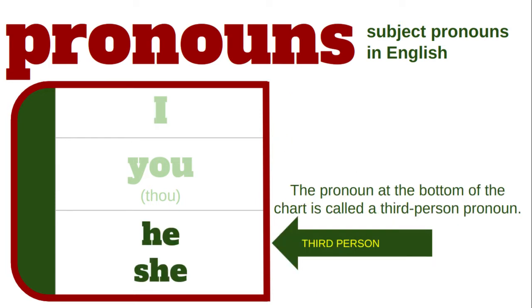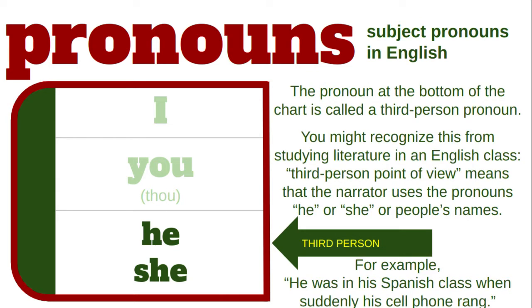The pronoun at the bottom of the chart is called a third-person pronoun. In English, these are he and she. Again, you might recognize this from an English class. Third-person point of view means that the narrator uses the pronouns he or she, or people's names, in telling the story. For example, you might read in a story the following sentence. He was in his Spanish class when suddenly his cell phone rang. If you read that sentence, you know the narrator is not talking about themselves. They're talking about someone else. They're using third-person pronouns, and they're telling the story in third-person point of view.